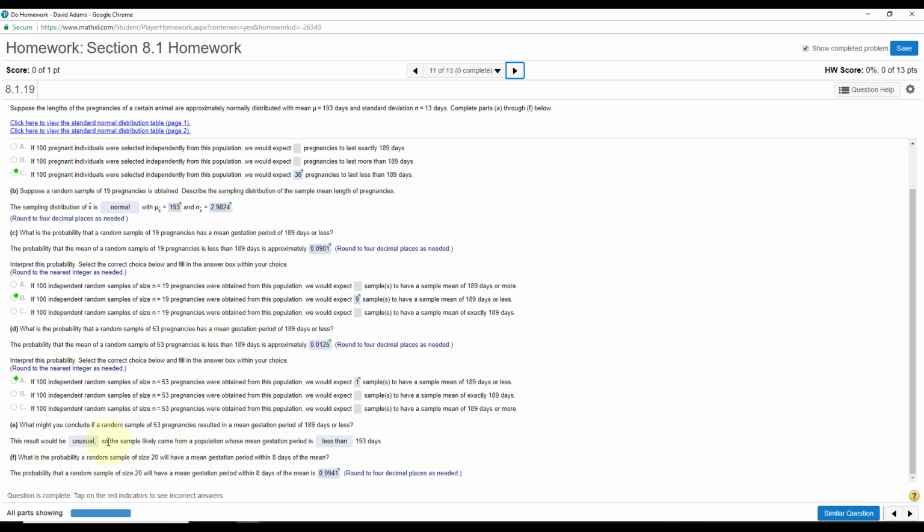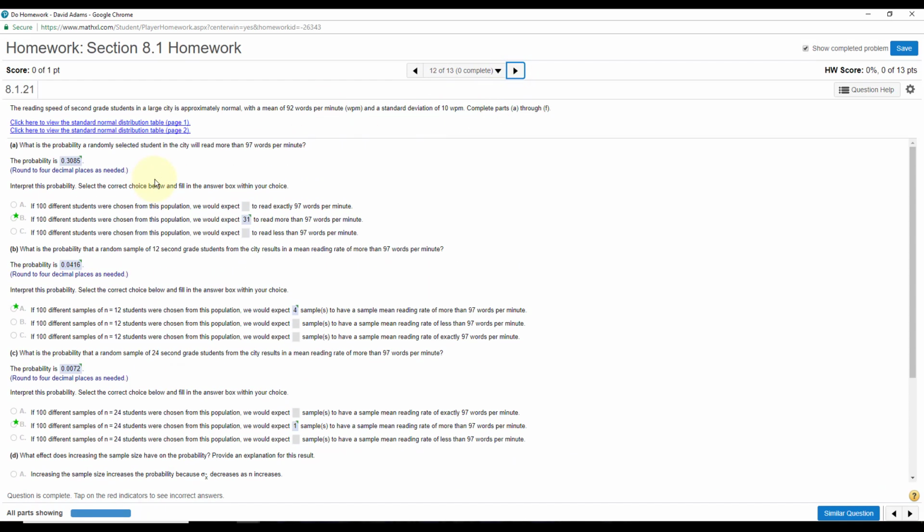So in this problem down here, what is the probability that a random sample of size 20 will have a mean gestation period within 8 days of the mean? Within 8 days means plus or minus 8. Okay, and so what you have to do is use between on the normal calculator. You go up here to 193. 185 is 8 less than mu. Okay, 185 is 8 less than 193, and 201. And so you're looking at the probability of getting, in this specific case, a score between 185 and 201.